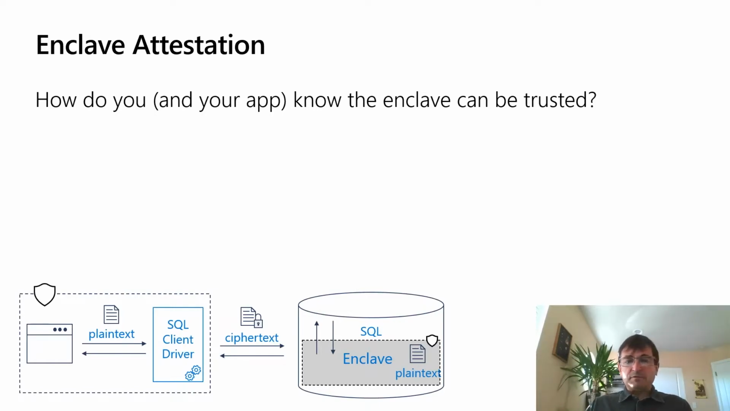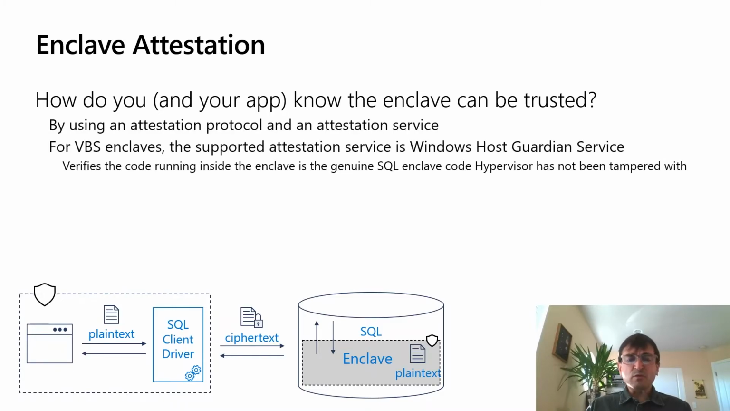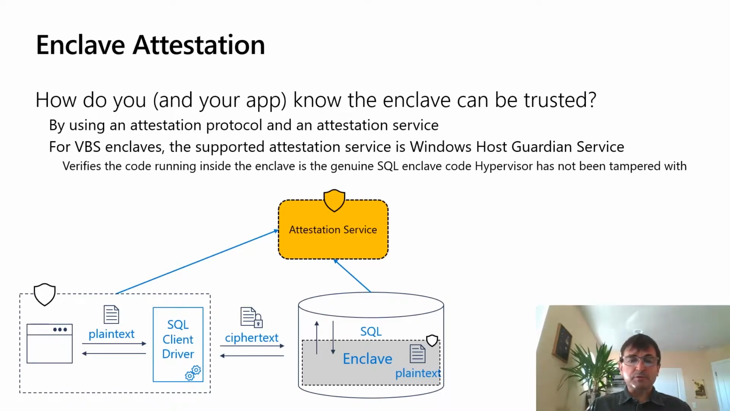But now the question is, how does the client driver, the application, know that this enclave is really trustworthy, that it's a genuine VBS enclave running the SQL Always Encrypted library inside, instead of some malicious code dumping your sensitive data somewhere? And so we are addressing this problem by introducing an attestation protocol. Before the client authorizes the use of an enclave for query computations, it triggers the attestation workflow, which involves reaching out to an external attestation service, which verifies that the enclave is trustworthy. It runs the correct code, and the correct code runs inside the enclave.